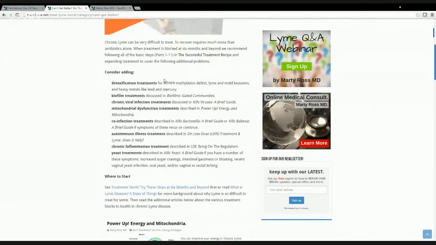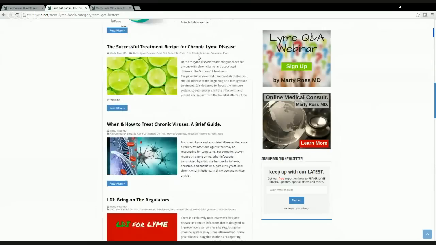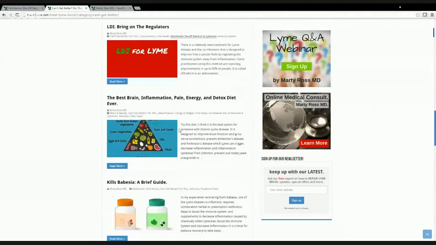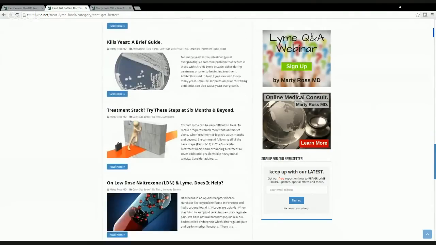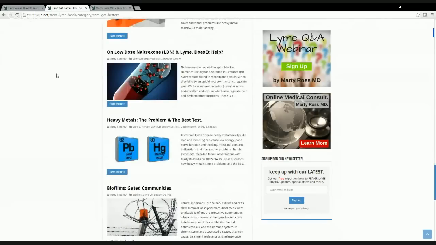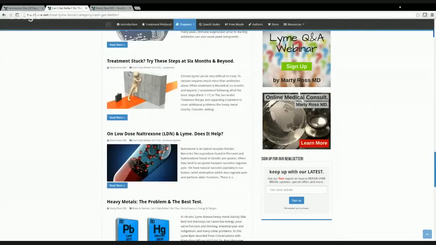So you consider adding various detoxification treatments, biofilm treatments, treatments for chronic virus infections, mitochondria dysfunction treatments, co-infection treatments, autoimmune illness treatments like the low-dose naltrexone that you're on, chronic inflammation treatments like low-dose immunotherapy, also known as LDI, and yeast treatments. Down here, you can start reading through all these other ideas that you might want to consider doing. Now let me go back here.